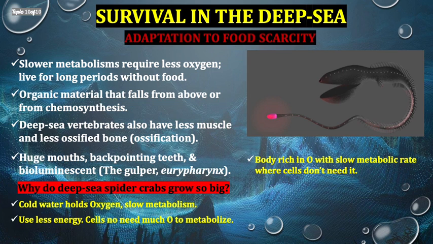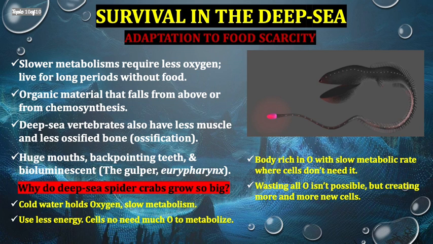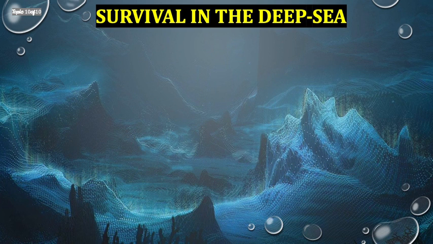And once their body gets rich in oxygen with a slow metabolic rate, and their cells don't need so much of this oxygen, the wasting of the oxygen in the system of the crab isn't possible. But what's possible is that it creates more and more new cells for the body of the crabs. And having more new cells means more tissue for the crabs. Therefore, more tissue means the body gets bigger and bigger. And this simple explanation simply applies for the bigger animals that live in there.